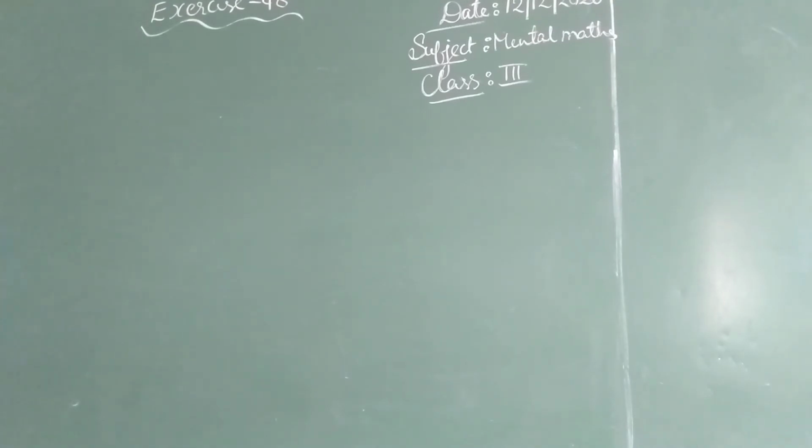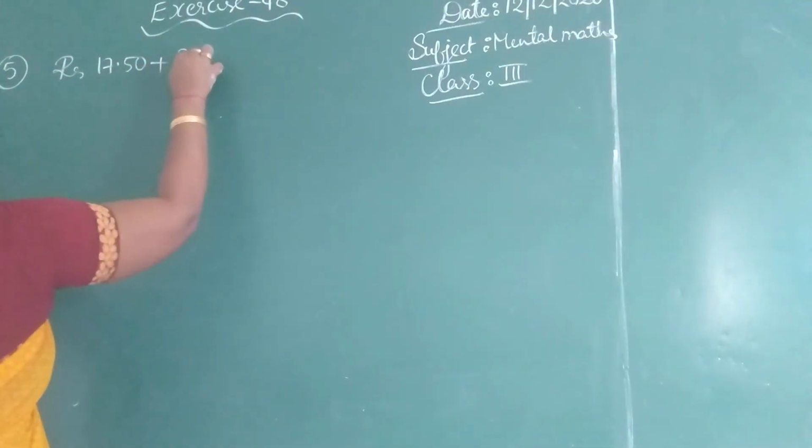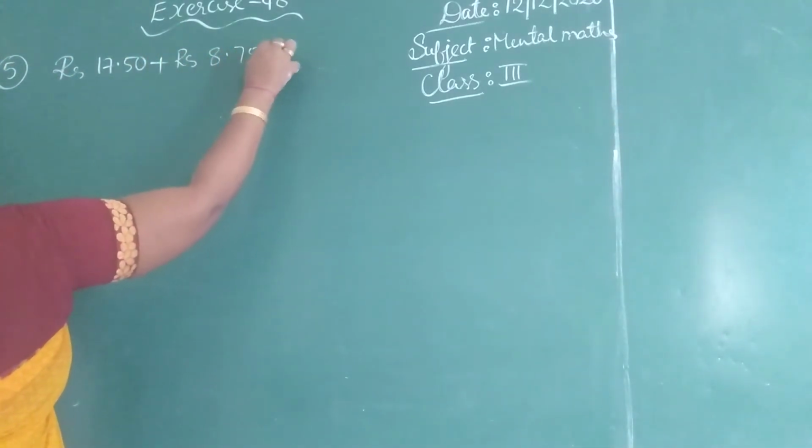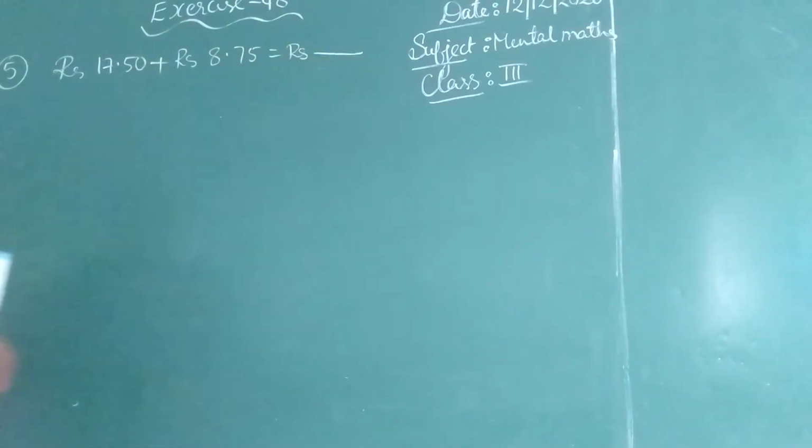See the fifth one. Rupees 17.50 plus rupees 8.75 equal to rupees how much? That means they are asking us to add those two numbers.